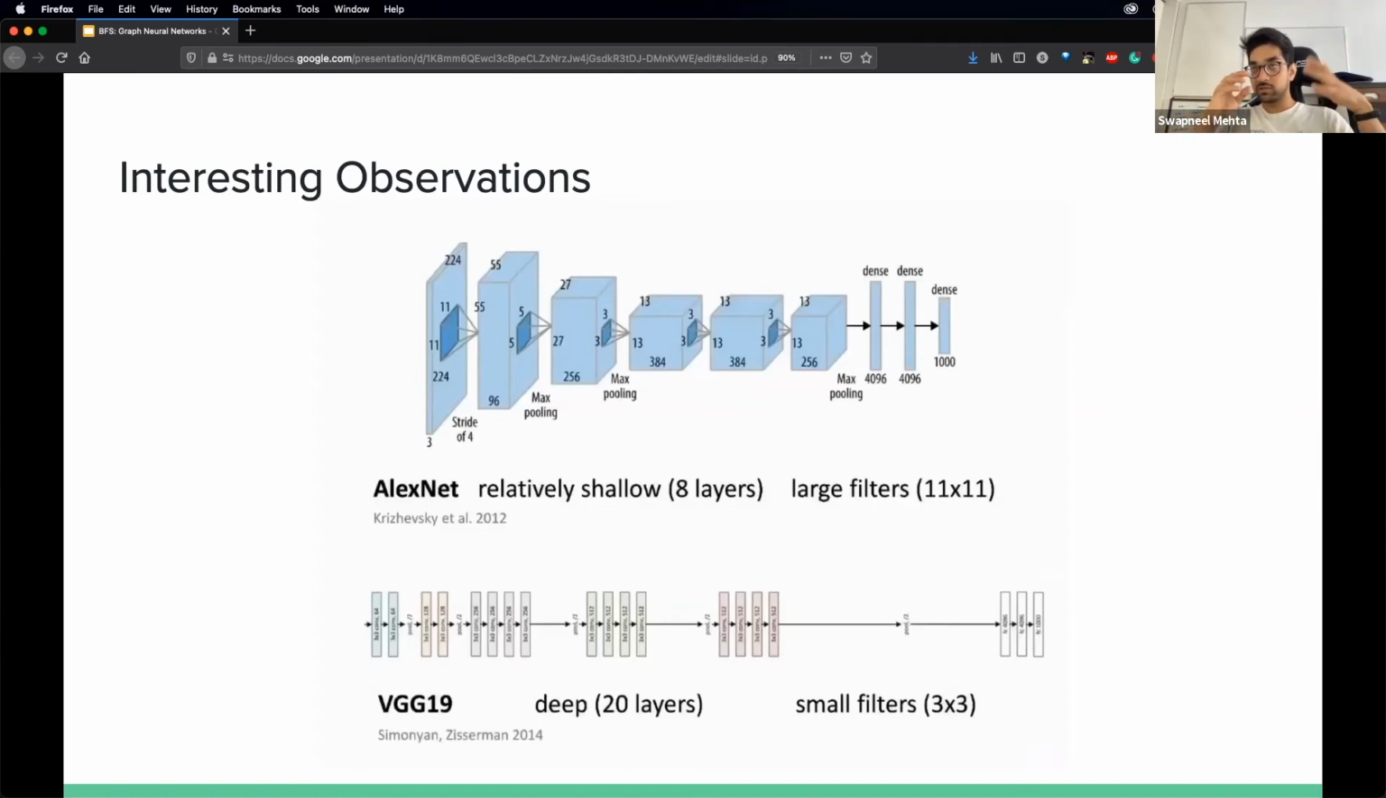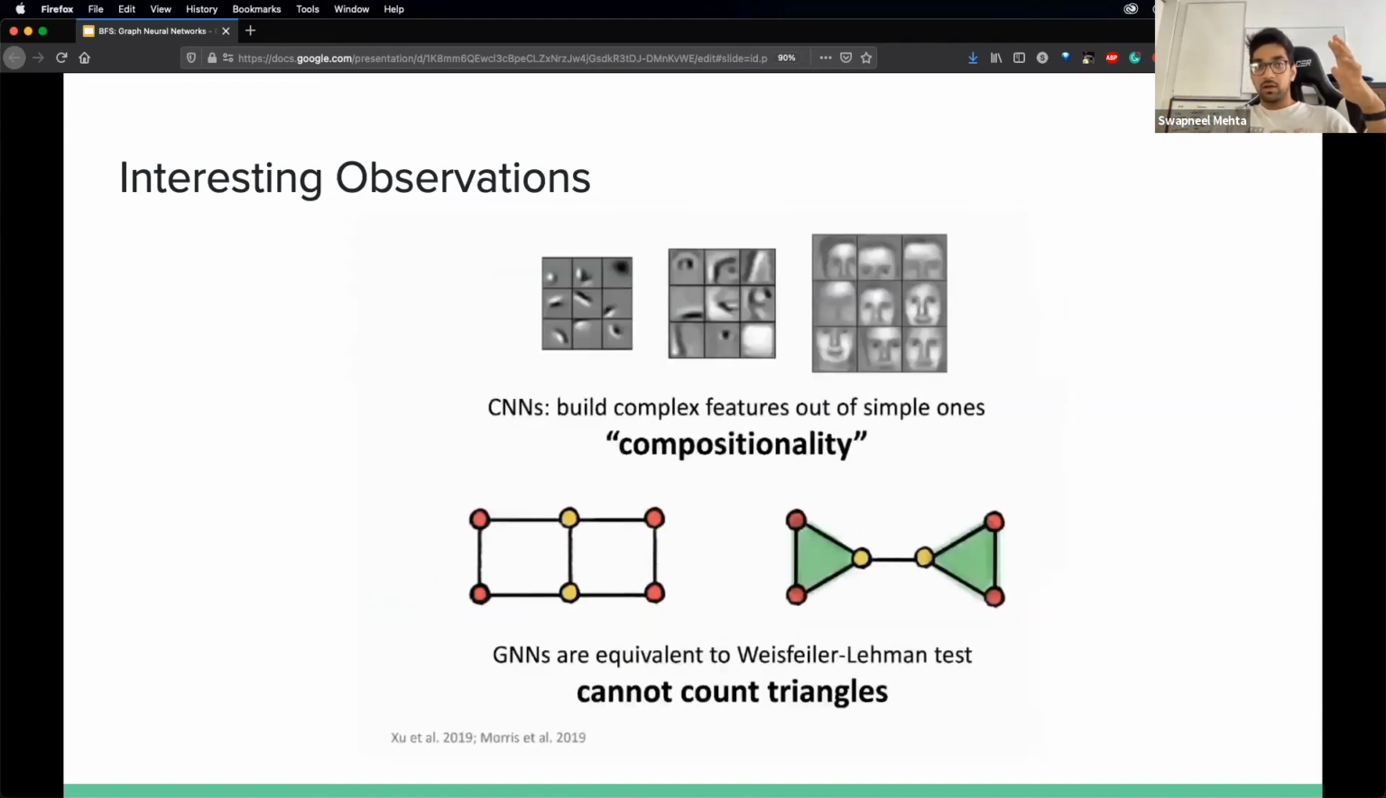And so people started examining why this is the case, why these work better, and they came up with these ideas of compositionality. So an edge detector, after a few layers, combines feature maps to learn your nose. After a few layers, combines feature maps to learn the eyes and nose and lips. After a few layers, combines feature maps to learn your hair, your face. So there is this idea of compositionality. But that actually doesn't work for graph nets, which, and we will see this later, are equivalent to the Weisfeiler-Lehman test. It was shown they cannot count triangles. So you cannot actually compose nodes into this shape and count the number of shapes in the graph.